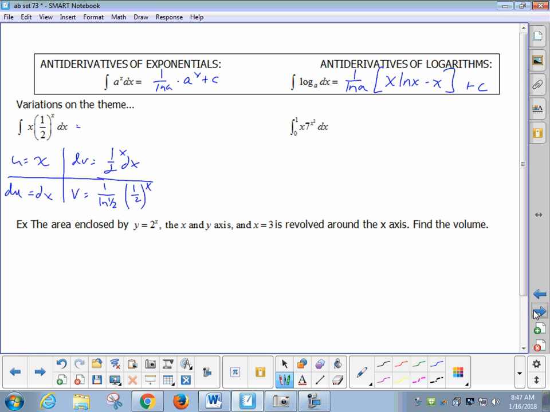UV then, ultraviolet, x over natural log of 1/2 times (1/2) to the x is UV, minus voodoo V: 1 over natural log of 1/2, times (1/2) to the x, dx. All right. As ugly as it is, I guess I'm just going to leave that first product alone. What about the new antiderivative?